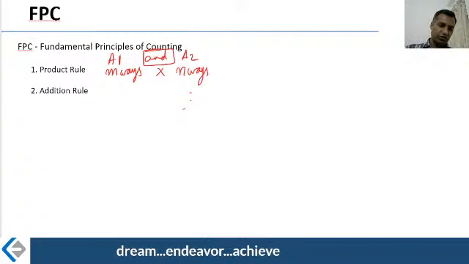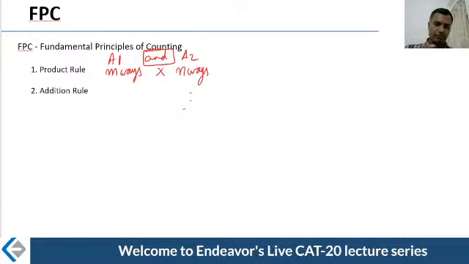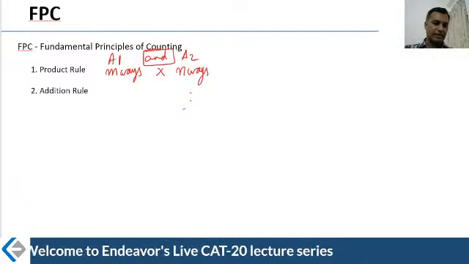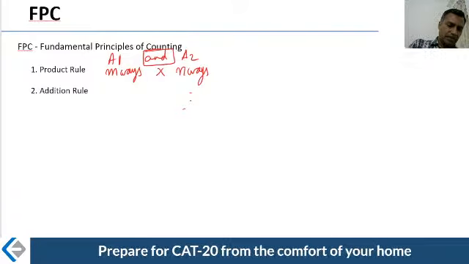Both activities, which means activity 1 and activity 2. And means intersection, which means together. So both activities together can be completed in m cross n ways, m into n ways. I'll take an illustration of this. I hope I sufficiently helped you recall this concept. Let me take a simple illustration.